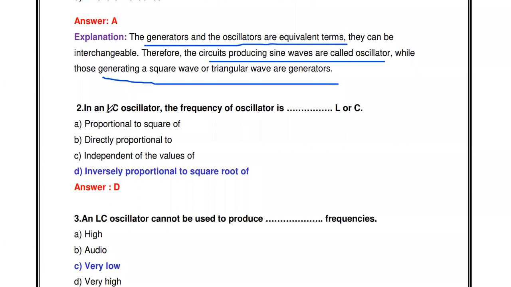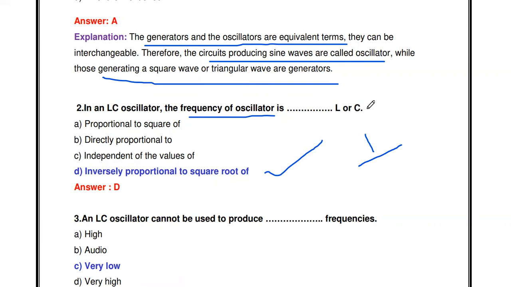The next question: in an LC oscillator, the frequency of oscillation is dash L or C. In an LC oscillator, the frequency of oscillation is inversely proportional to the square root of L and C. You know the formula for the frequency of oscillation of an LC oscillator. LC oscillator means the feedback elements used in the feedback network of that oscillator are an inductor and a capacitor, so that oscillator is called an LC oscillator.